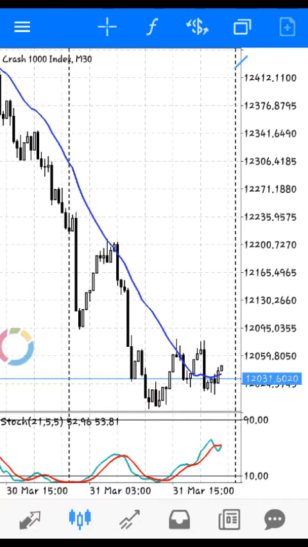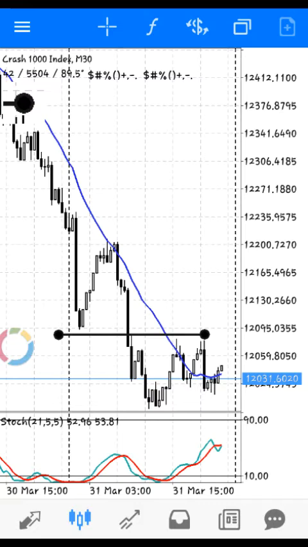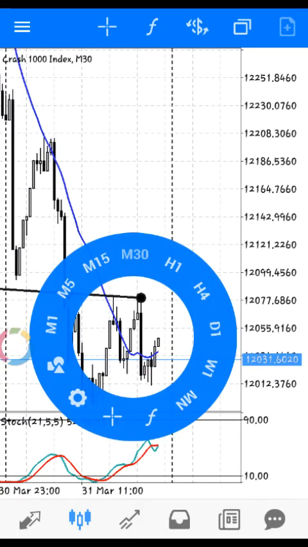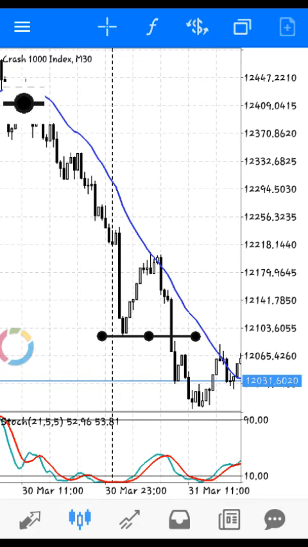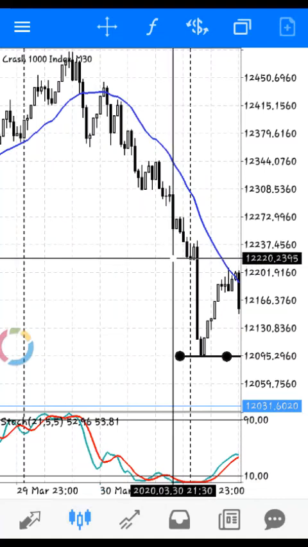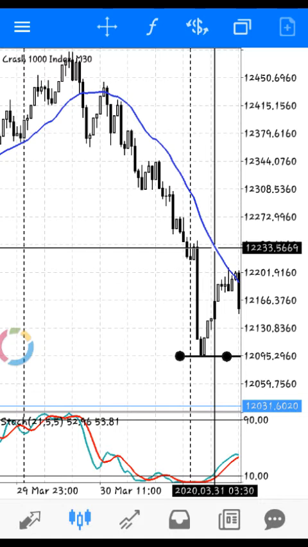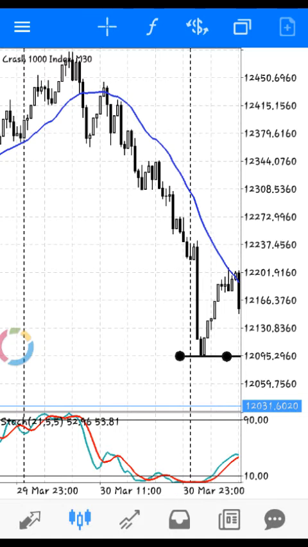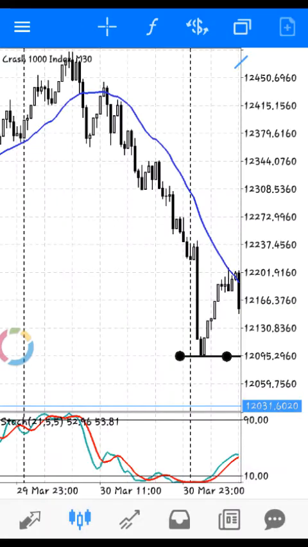So that's what we do. Now let's look at Crash 1000. Just a minute, let me get this together. So price came down. Let's say for whatever reason you woke up and this was the chart you saw. You could say, okay, this was our last level of support, that's the order flow support. Then up here we had another level.